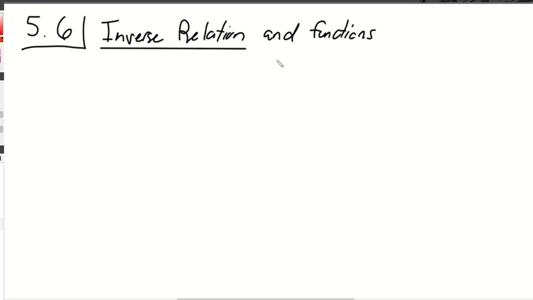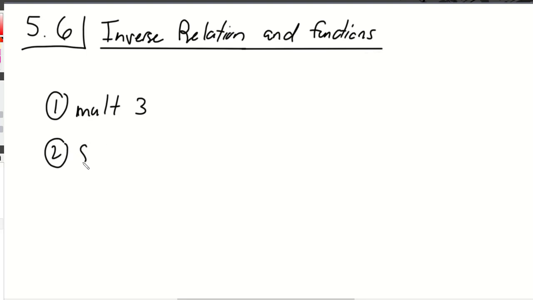Functions. So I multiplied by 3, subtracted 5, and I got 16. You said it already, Sunny.